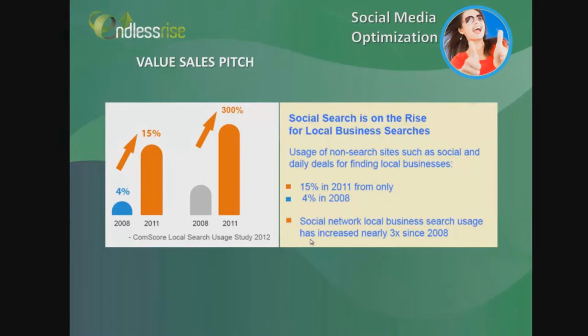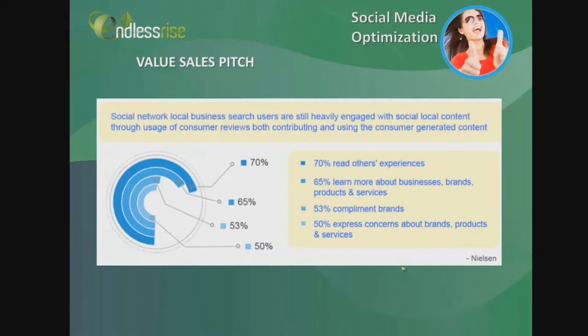And again, this is from a 2012 study of 2011, but still, that's a really huge increase, and it's still increasing dramatically. So there's really no question about where social media is going in the future, especially since some of the primary social engines such as Facebook are implementing and continuing to evolve their own search engine. In terms of local business search users and how many of them engage in what we call social local content through the usage of consumer reviews and whether they're contributing to them or not.